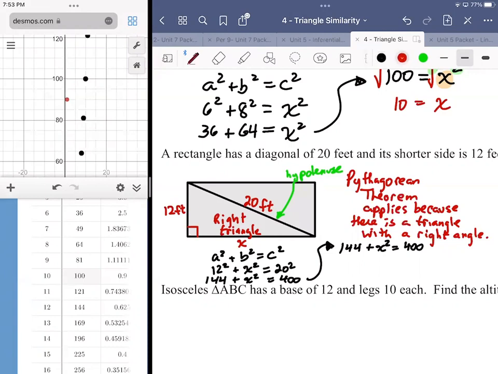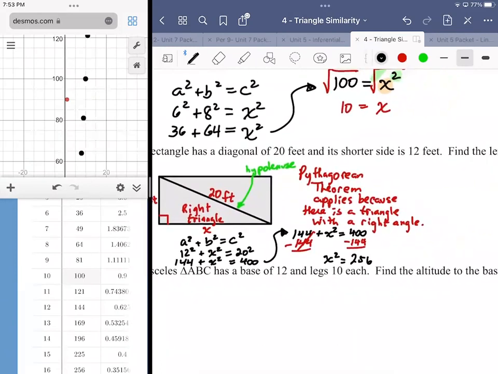All right, so I'm going to subtract off the 144. So I'm looking at X squared. Well, 400 minus 100 gives me 300. Minus another 40 gives me 260. And minus another 4 gives me 256. All right. So I'm looking at, again, X squared equals 256.